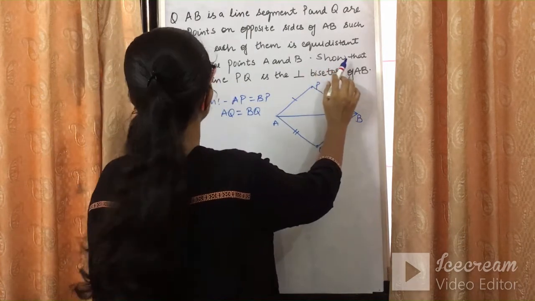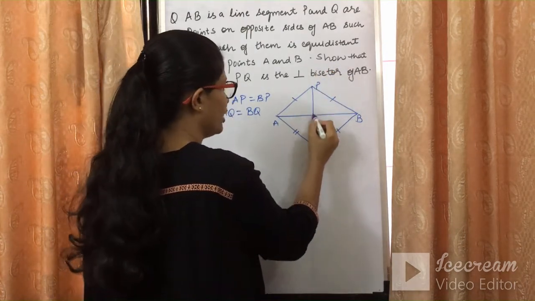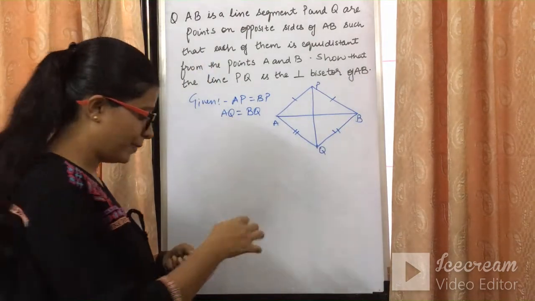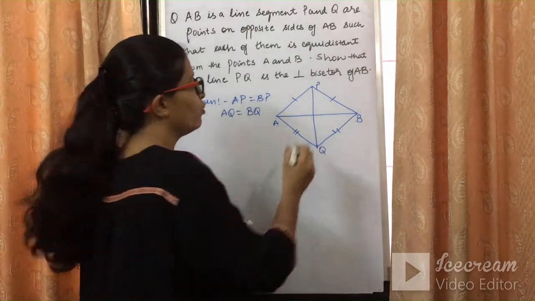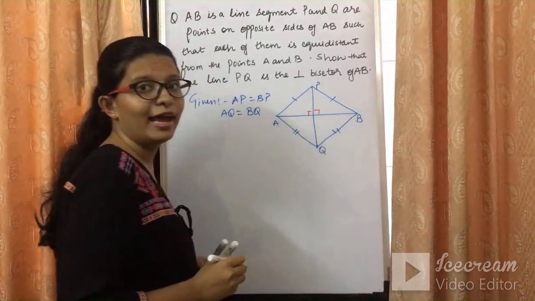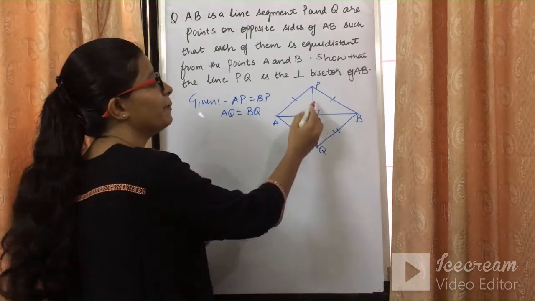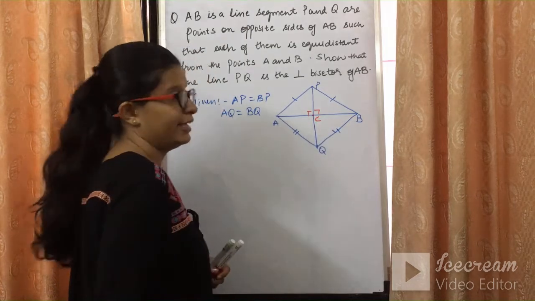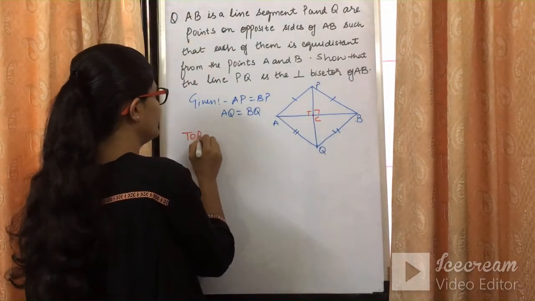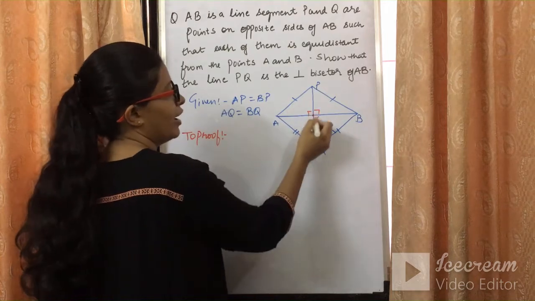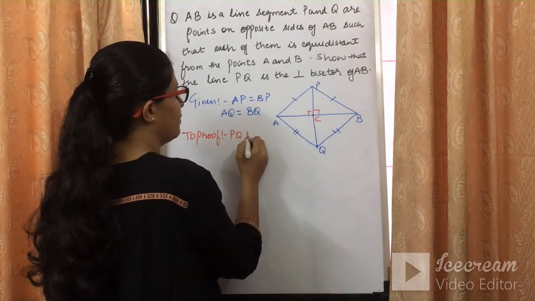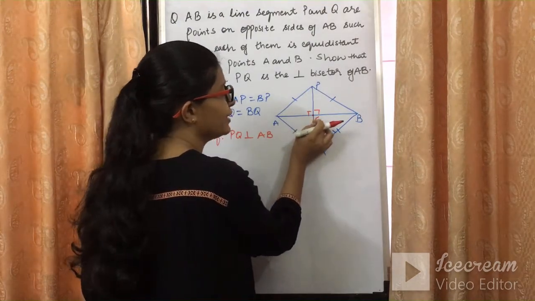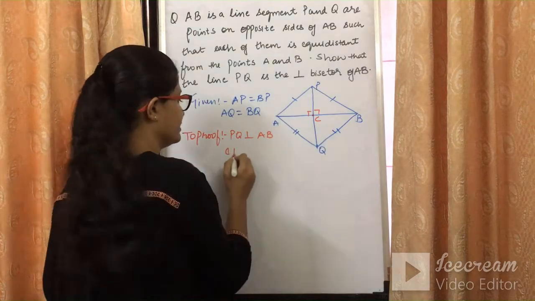What we are told is to show that the line PQ, so I need to join PQ, is a perpendicular bisector of AB. We need to show that PQ is a perpendicular bisector of AB. That means I have to prove that this angle is 90 degrees, because it is a perpendicular bisector of AB. Let this intersection point be C. So what I need to prove is that PQ is a perpendicular bisector of AB, that is, the angle is 90 degrees and C bisects AB.